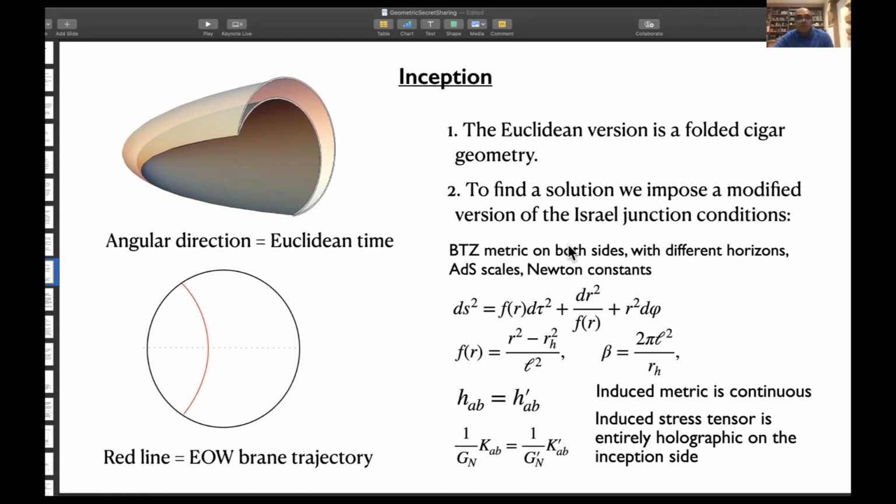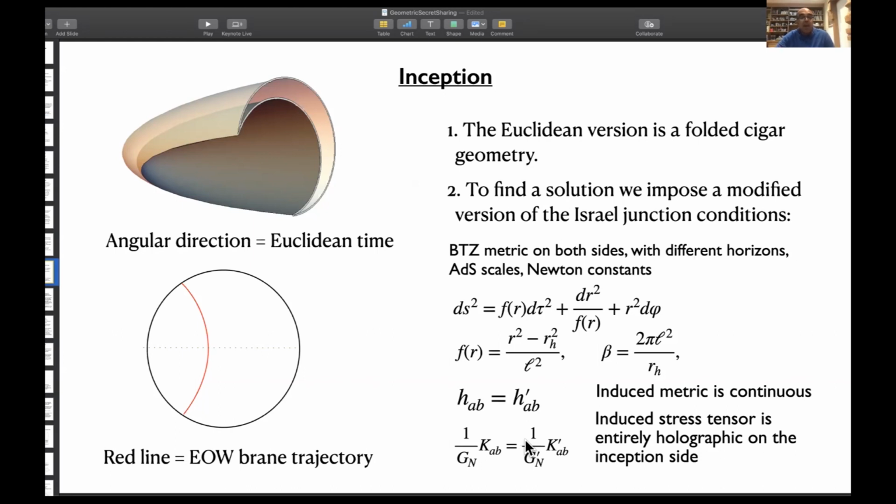So how do you do this? Well, you have the BTZ metric on both sides with different horizons, AdS scales, and Newton constants. This is the BTZ metric that I think we're all familiar with. We impose that the induced metric is continuous across, because otherwise you'd have issues with the equation of motion. The other condition we impose is that the induced stress tensor from one side, the Brown-York type stress tensor from the real side, is entirely holographic on the inception side. So you imagine there's a stress tensor on the brane induced by the gravity on one side, and we say that's entirely holographic and thus controls the geometry on that side. Those are the boundary conditions we will set.